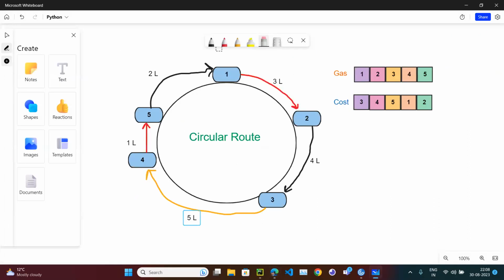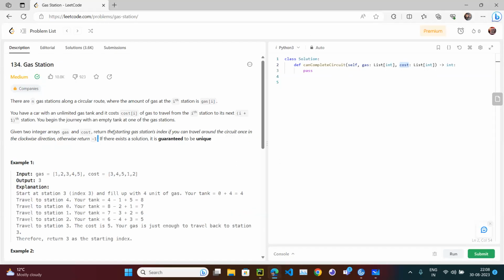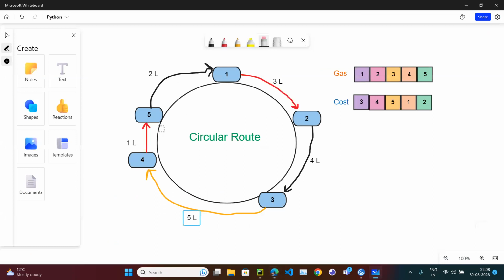Now let's take this example. Because they said we need to find the starting point, we cannot randomly guess that one is the starting point, or two, or three, or four. That is true. So we need to check one by one. This is our array. Whether this is the starting point or this is the starting point, we don't know. So we have to check one by one.